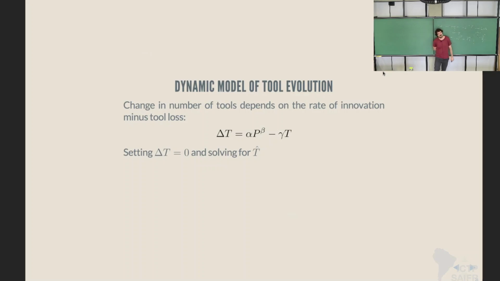This model doesn't seem to capture something that you mentioned was important, that is sharing or connectivity between the population. Don't worry about it. Okay. So this is the expected number of tools, right? Given this dynamic model of tool innovation and tool loss.